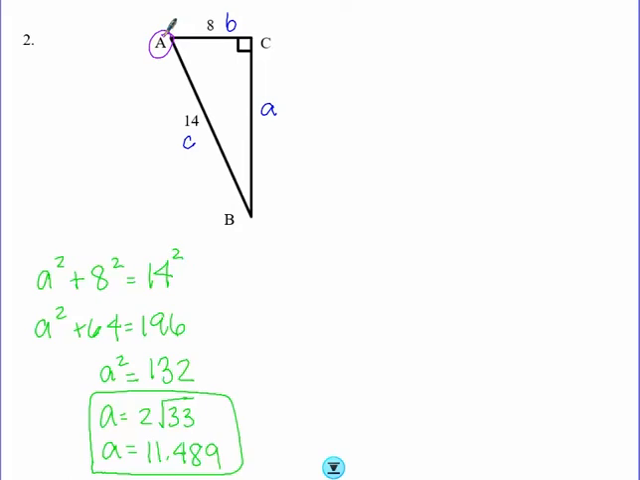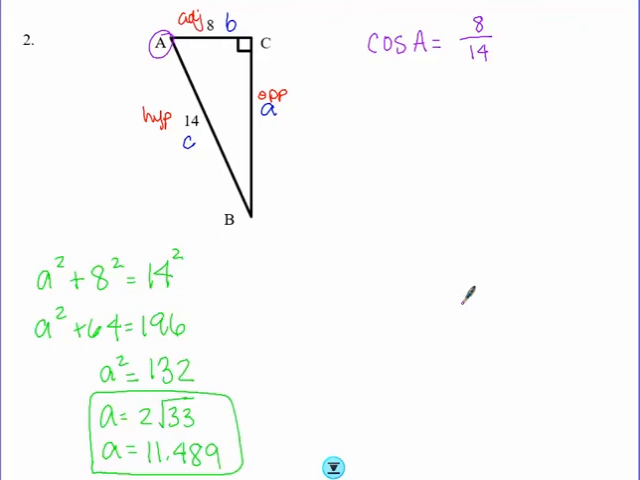So if I label this, this is my hypotenuse, this is the opposite side, and this is the adjacent side. I'm going to use the two side lengths that I was given, which are the adjacent and hypotenuse sides. So that means I'm going to use cosine. So I know that cosine of angle A equals adjacent, which is 8, over hypotenuse, which is 14.